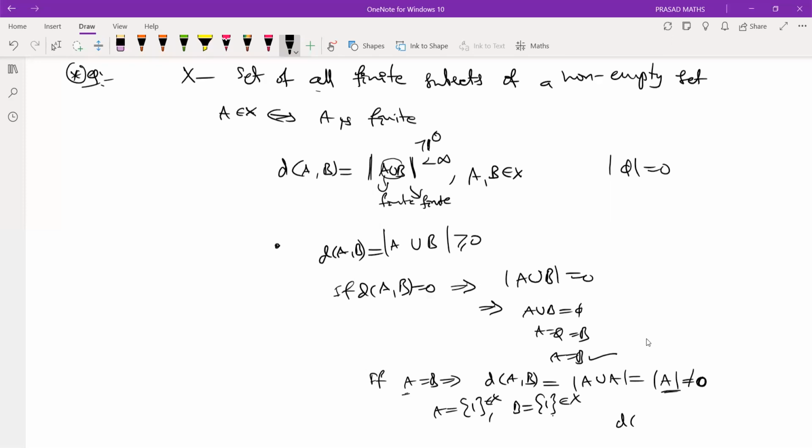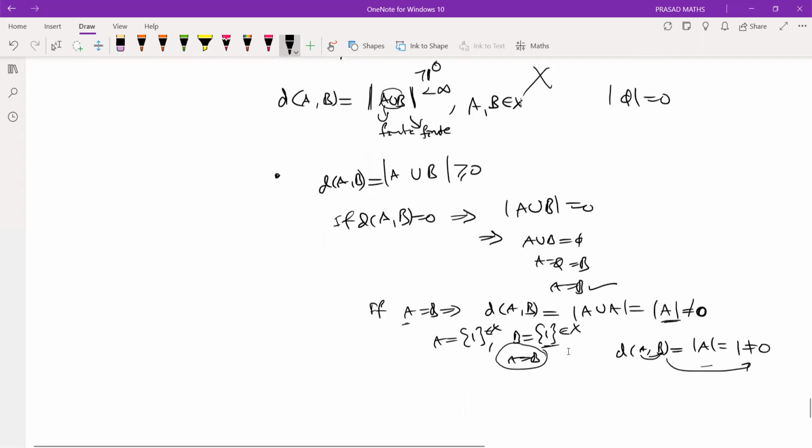So what is the distance between A comma B? That means the cardinality of A. What is the cardinality of A? Singleton 1, so it is 1, which is non-zero. A and B are both the same, because A equals singleton 1 and B equals singleton 1. Therefore, A equals B doesn't mean that the distance is 0. Therefore, it fails to satisfy the second property, so it is not a metric. Is it clear, Amma?